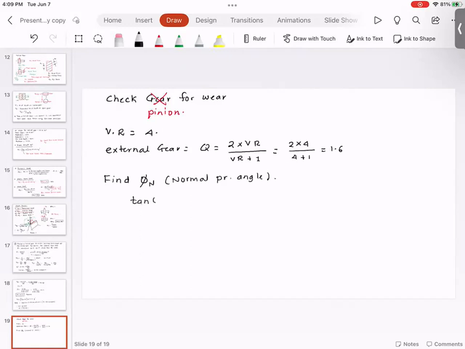Equation is tan phi n equals tan phi times cosine alpha. Tan 20 times cosine 45. Phi n is equal to 14.4.